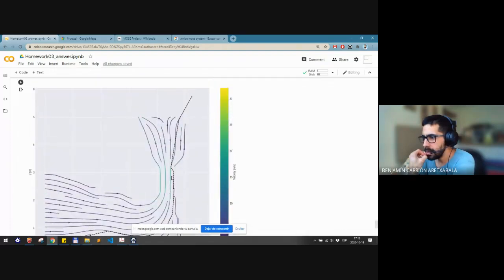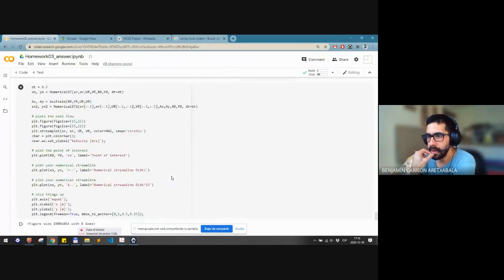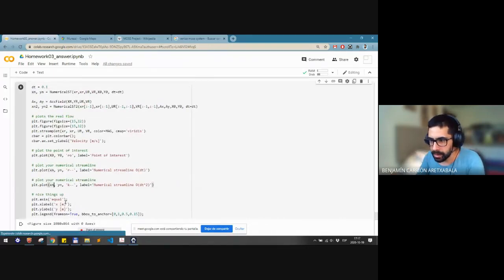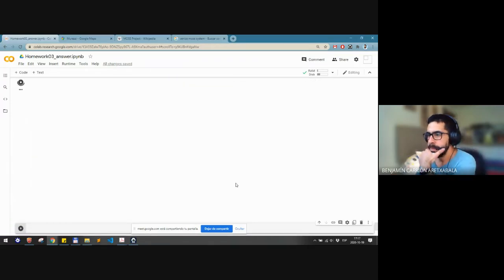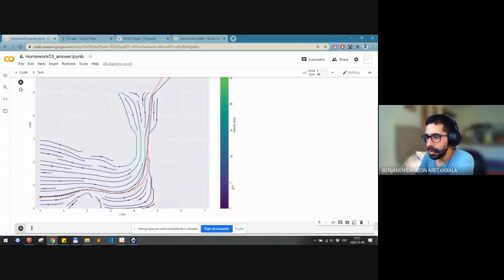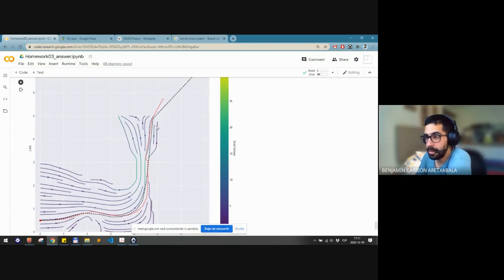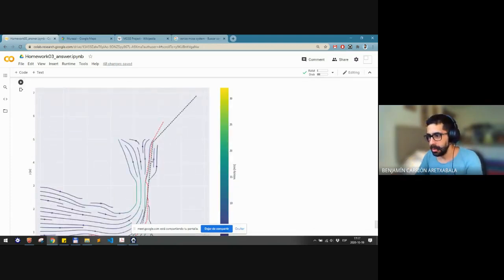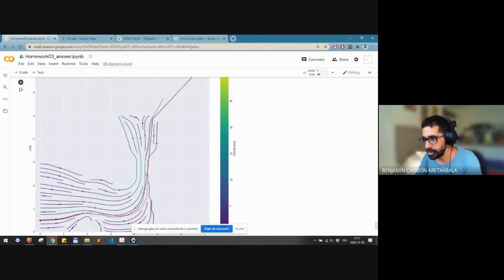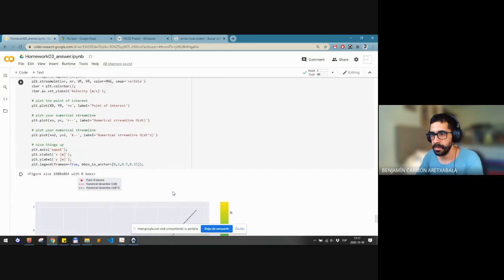Oh, it doesn't look okay. I think I messed up something. Oh yeah, I'm plotting something wrong here. Okay, so this is it. You can see even with a large delta t, your approximation with the acceleration is better. The black one, you don't have this strange behavior because it's a second order approximation.